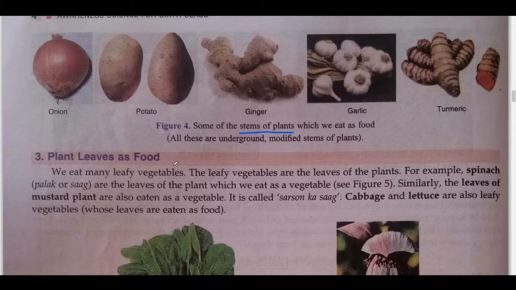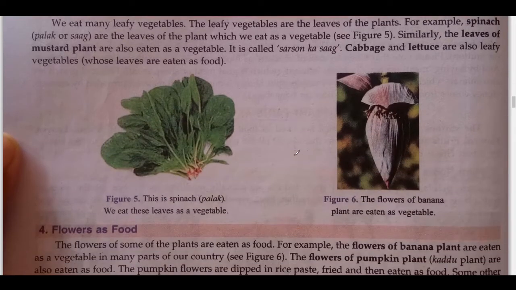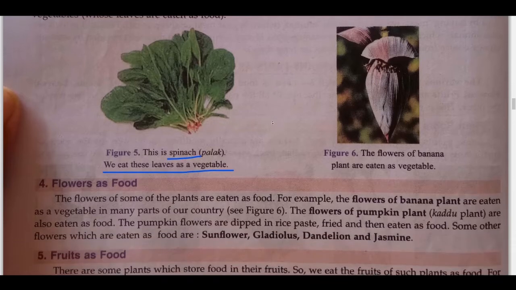Okay, now the third point, plant leaves as food. Okay, I'll give you a very easy example. This spinach, right? Spinach, palak, right? This is a leaf. This is a type of leaf, but we are eating it as a vegetable, correct? And where is it coming from? It is coming from a plant, right?